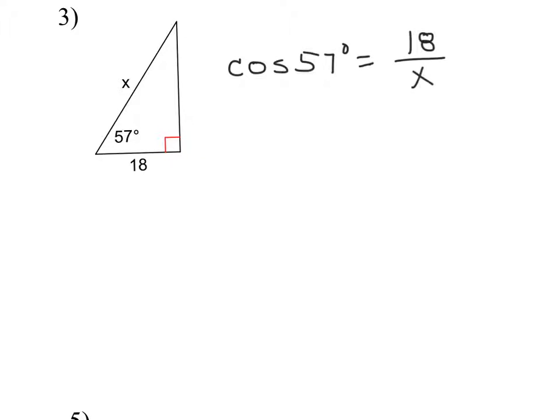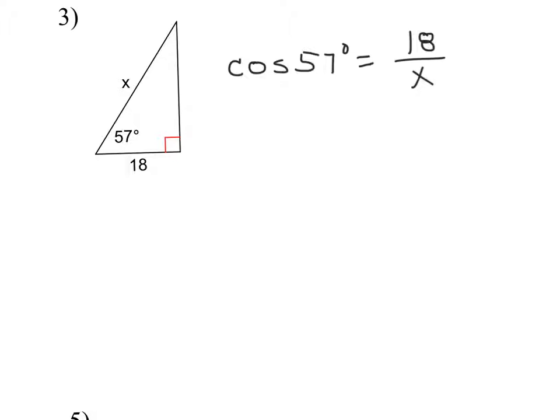So here we have the cosine of 57 degrees equals the adjacent side, which is 18, divided by the hypotenuse, which is x, because cosine is the adjacent divided by the hypotenuse. That is where the CAH comes from in SOH CAH TOA. So we can solve this the same way.